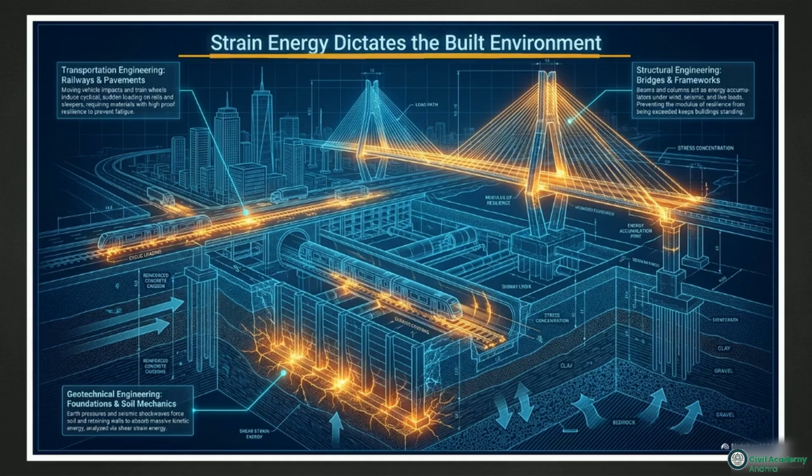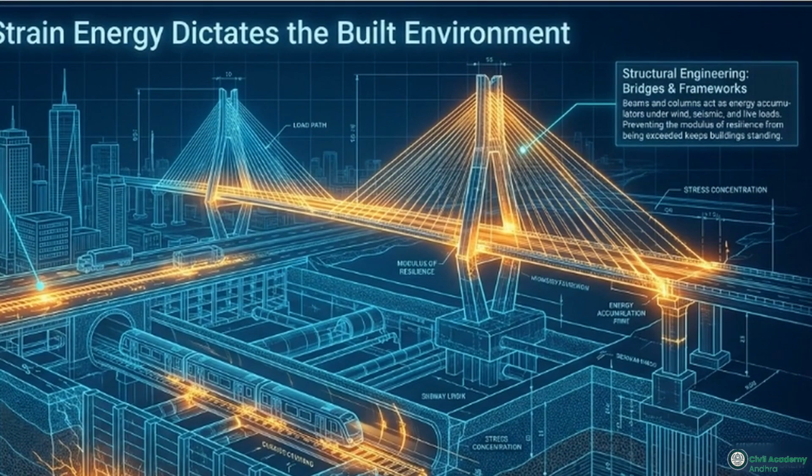This technical illustration of an urban environment demonstrates how physical infrastructure functions as a giant mechanical battery. Up to a precise threshold known as the elastic limit, structural elements like these glowing bridge cables absorb external forces and store them as recoverable potential energy.